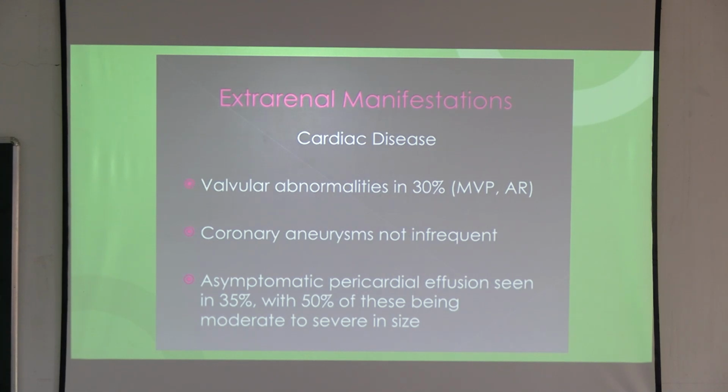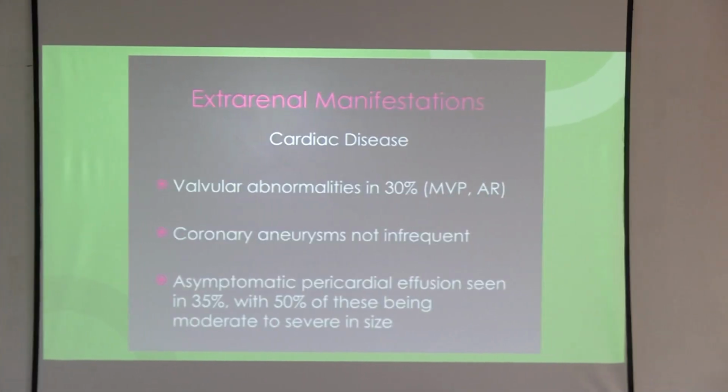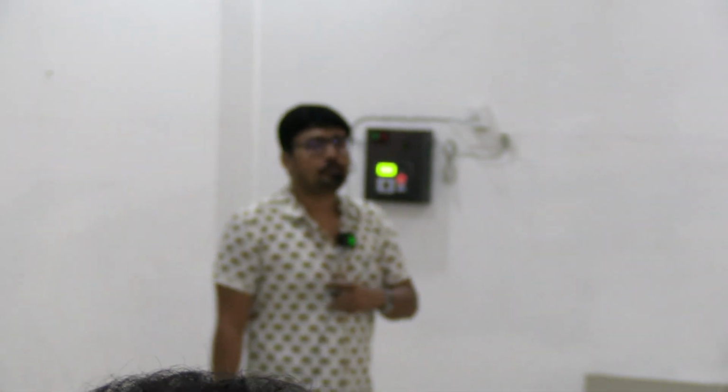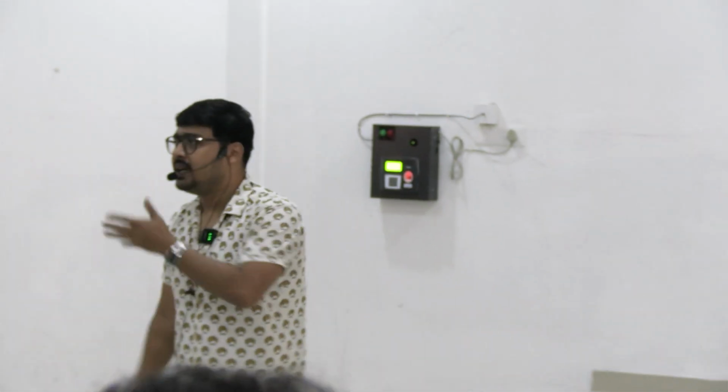Cardiac diseases also occur. Valvular abnormality, mitral valve prolapse, aortic regurgitation, coronary aneurysm not infrequent, asymptomatic pericardial effusion seen in 35%, and 50% of these being moderate to severe in size. So extrarenal manifestations: cerebral aneurysm, next hepatic cyst, and cardiac manifestations. What are the cardiac manifestations? Like mitral valve prolapse, aortic regurgitation, okay. Next, coronary aneurysm may be there, and moderate to severe pericardial effusion.